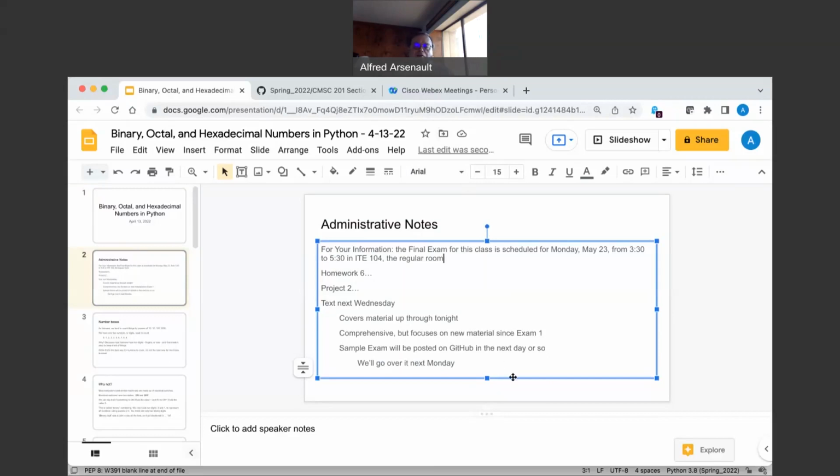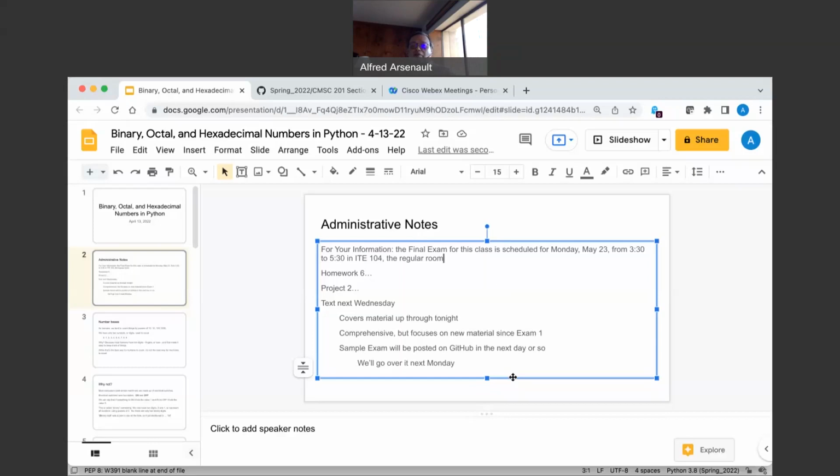And a reminder that we have a test next Wednesday, the 20th, after I'm back from Colorado. This exam is comprehensive because it has to be. You can't forget what an integer is. You can't forget what a string is, things like that. But it will focus on the new material since exam 1.